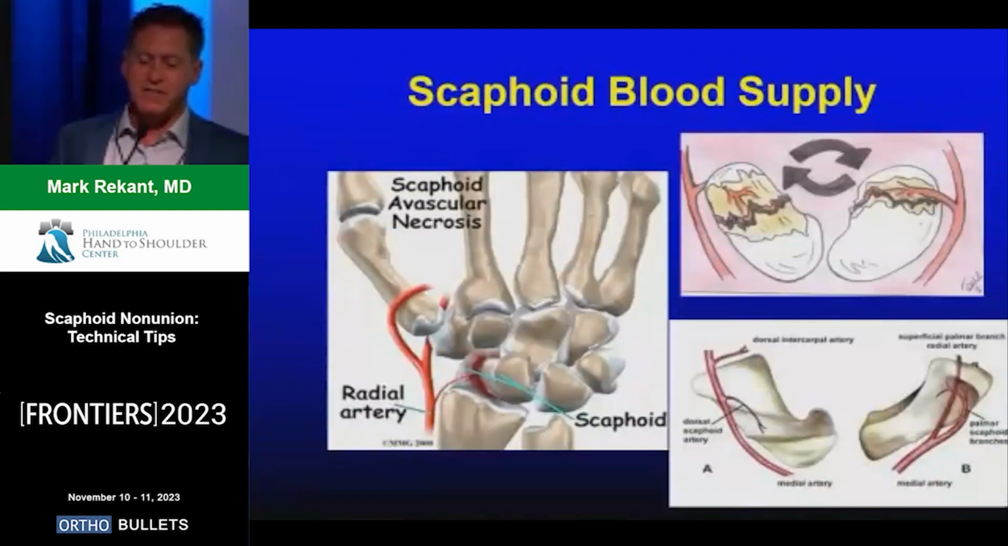And then you can see if there's a fracture proximal to where the blood supply enters, those vascular channels in the bone are disrupted. So the proximal portion of the scaphoid, which is covered in nice glistening articular cartilage, does not get proper blood flow and thus has a difficult time to heal.